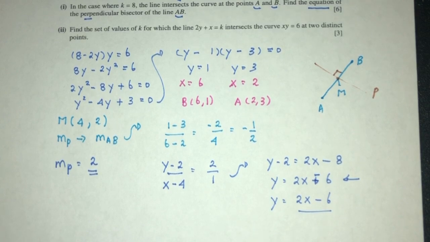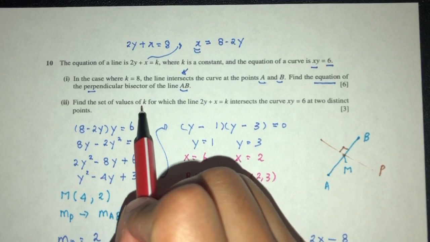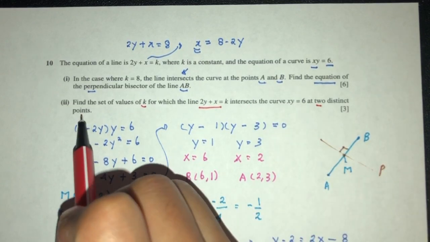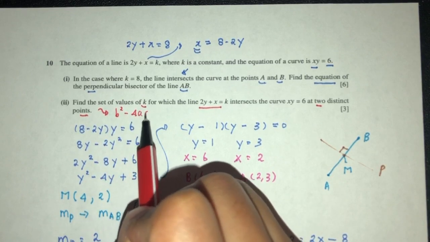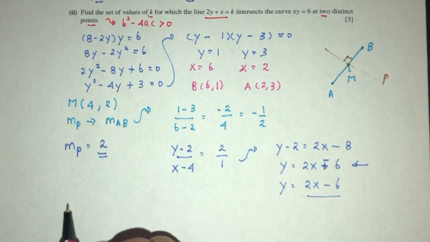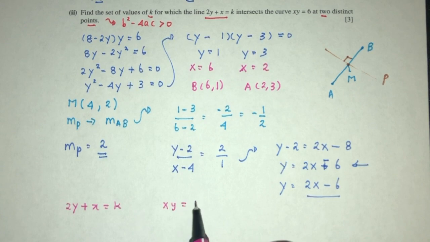Now let's move on to part 2 of your question. We have to find the set of values of k for which the line intersects the curve at 2 distinct points. So 2 distinct points means b squared minus 4ac is more than 0. So let's try to intersect them. Here we have 2y plus x equal to k, and here we have xy equal to 6.